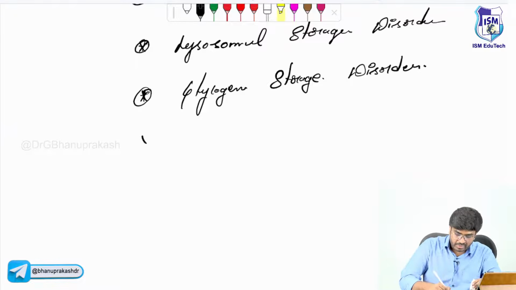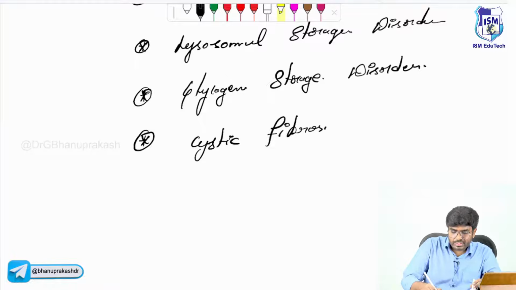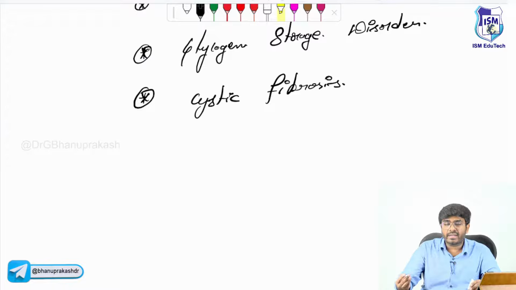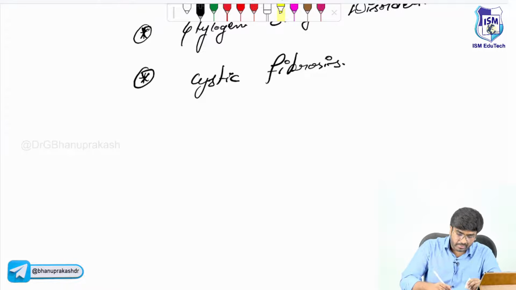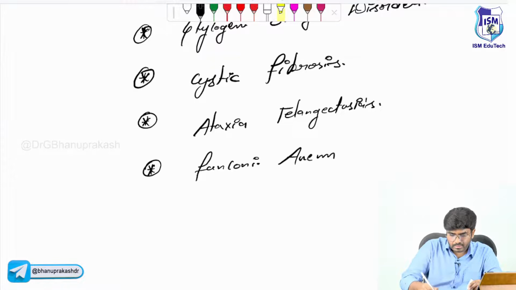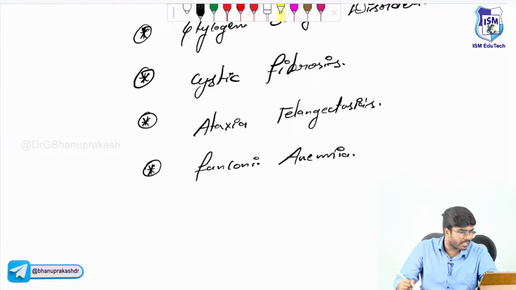Now next, one more thing, cystic fibrosis. Cystic fibrosis, you know it, right? CFTR gene mutation, thick mucus is going to be produced in the body, leading to the obstruction of the ducts. So cystic fibrosis leading to pancreatitis, acute pancreatitis, and even bronchiectasis in the lungs. So cystic fibrosis. Next, ataxia telangiectasia. Okay, next Fanconi's anemia. See, these are all examples of autosomal recessive disorders.